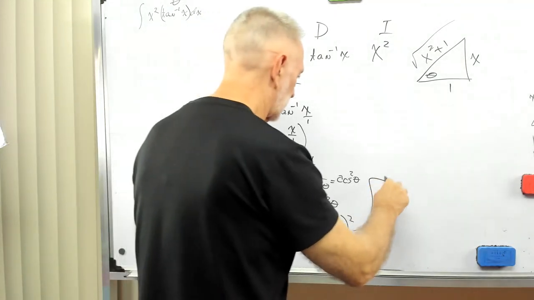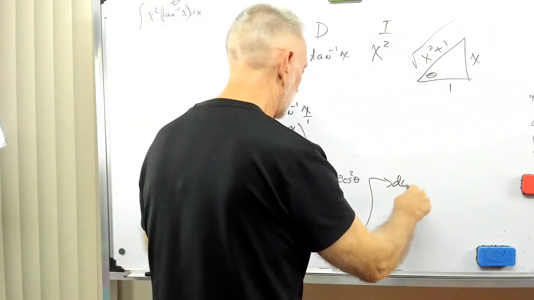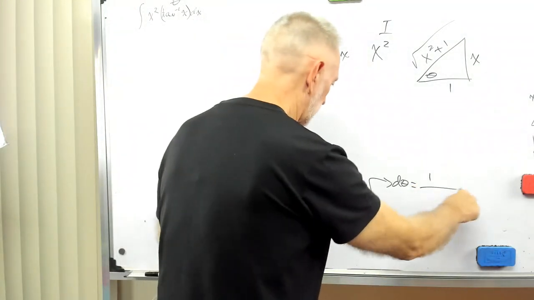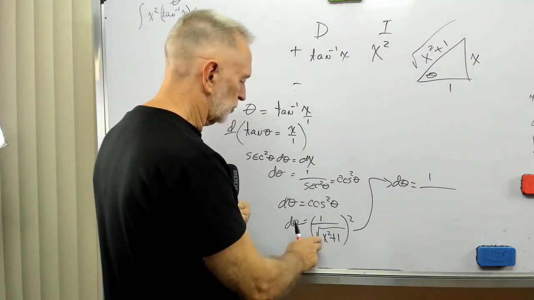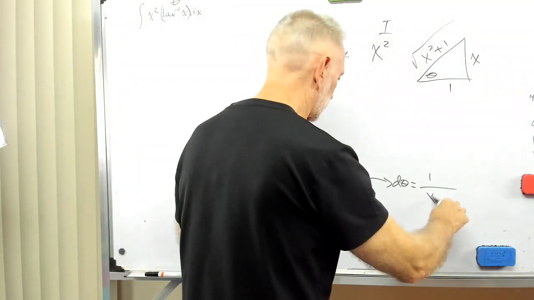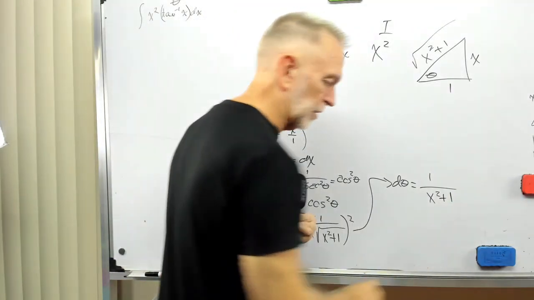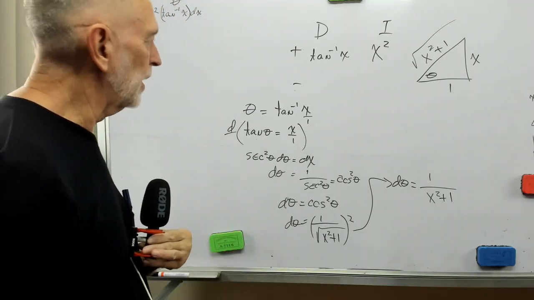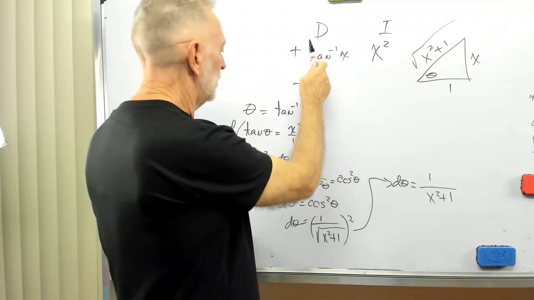All right, let's go right here. So that d theta then would equal 1 squared is 1. If I take this square root and square that, the radical sign drops away. So I end up with x squared plus 1. Okay, d theta is 1 over x squared plus 1.